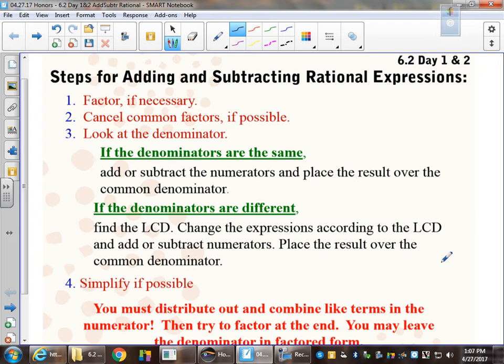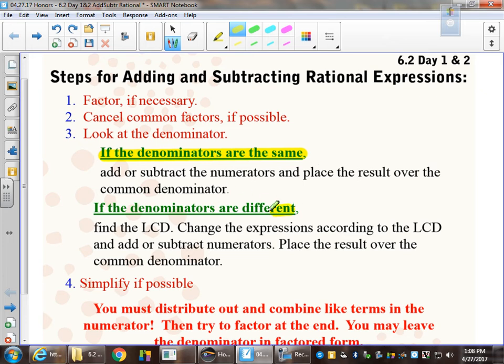There's some nice, clear, written out steps to start off our notes. First, we're going to factor if necessary, if we can, and cancel, which those two steps we're very familiar with because we just finished simplifying. Notice we have a two-part check process right now. It says if the denominators are the same, we're going to add or subtract the numerators and place the result over the common denominator. So if we have a common denominator, you can straight away go to performing the operation on the numerator.